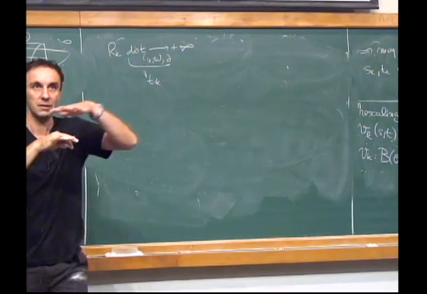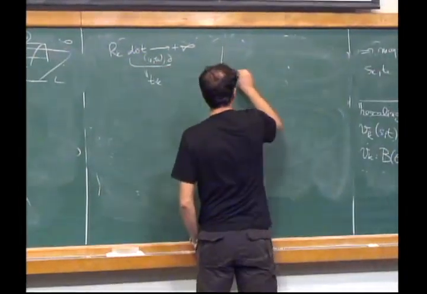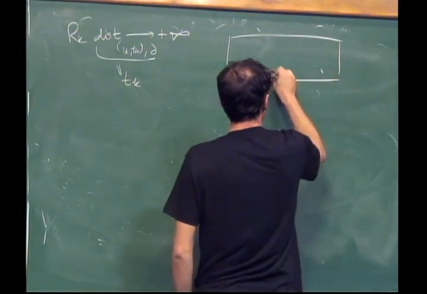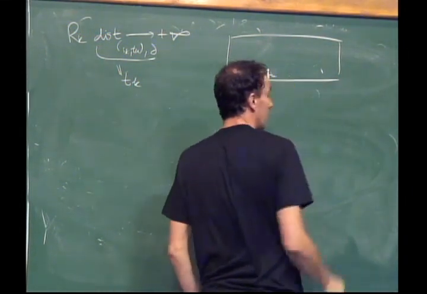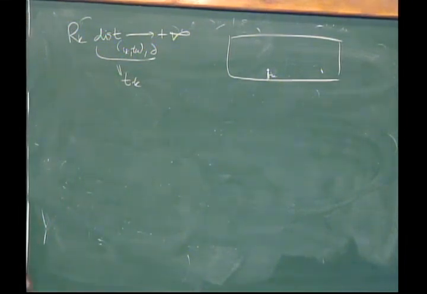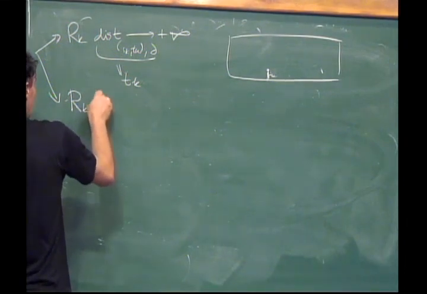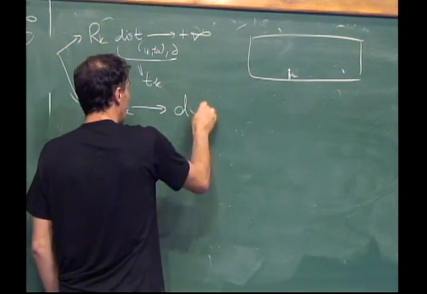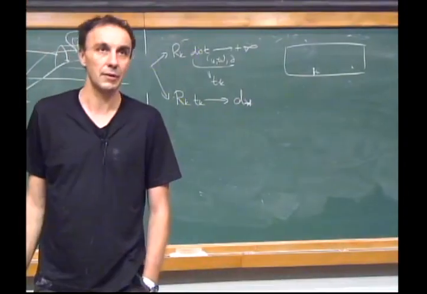Okay? So I mean this point is closer to this. So here you have TK, here you have 1 minus TK. So let me suppose that the distance is this one. Okay? Now this was the first case. The second case is the contrary. So RK TK goes to some other limit, finite. Okay.